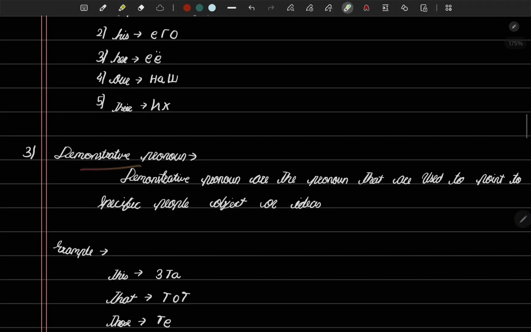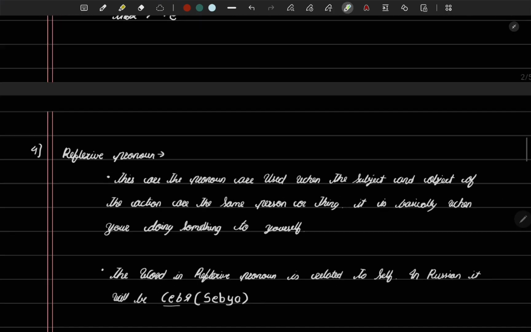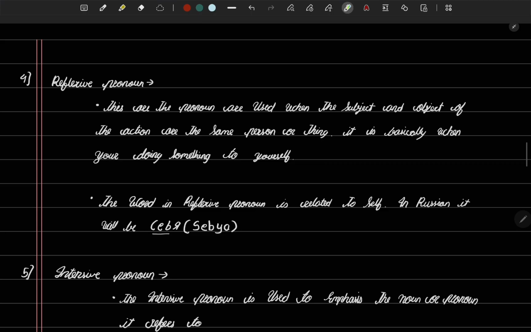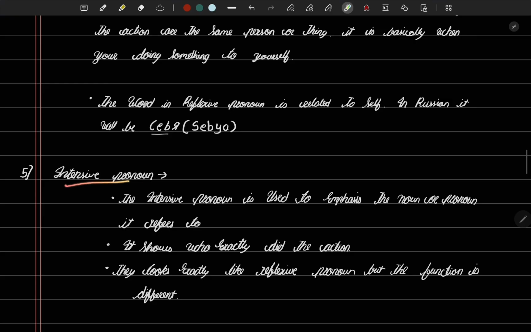The third one will be the demonstrative pronoun. Demonstrative pronouns are used to point to a specific person, object, or idea. And the fourth one will be the reflexive pronoun. These are used when the subject and object of the action are the same person or thing. It is basically when you are doing something to yourself. The word in reflexive pronouns is related to self. In Russian it will be sebya. Okay. The fifth one will be the intensive pronoun.